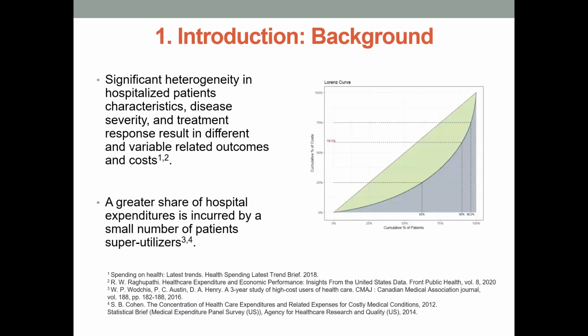You have in hospital, you have noticed that you have significant heterogeneity in hospitalized patients. The characteristics are different, the disease severity, and also the treatment response, and all this is translated in different outcomes and cost. And we can see on the left, you have what we call a Lorenz curve.